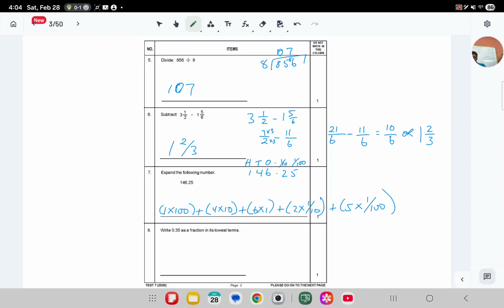Number 8, write 0.35 as a fraction in its lowest terms. To convert a decimal into a fraction, first we draw the vinculum. Under the decimal point we put a 1, and for all the numbers on the right hand side of the decimal point we put zeros. So this becomes 35 over 100. I want it in its lowest terms. We realize that both numbers end in 0 and 5, which makes them multiples of 5. So therefore we could divide by 5. 35 divided by 5 is 7, 100 divided by 5 is 20. So we get 7/20ths.